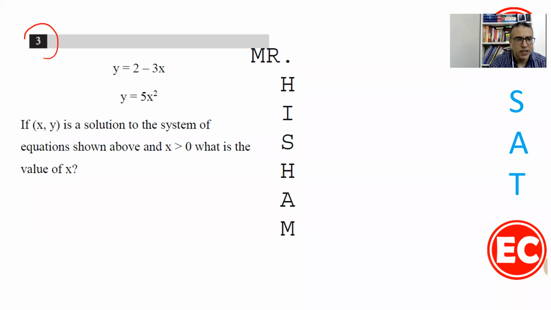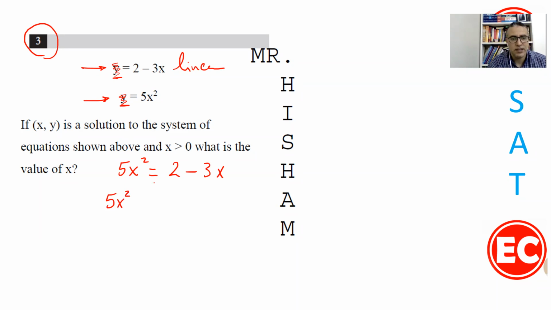Question number 3 is ready to solve. I have y is equal to a linear expression, and y is equal to 5x squared, a quadratic equation. So since it's y and y, I don't write y. I just write that 5x squared is equal to minus 3x. I'm keeping 5x squared on the left-hand side, moving -3x to the other side, it's going to be +3x, and moving +2 to the other side is going to be -2. That is equal to 0.